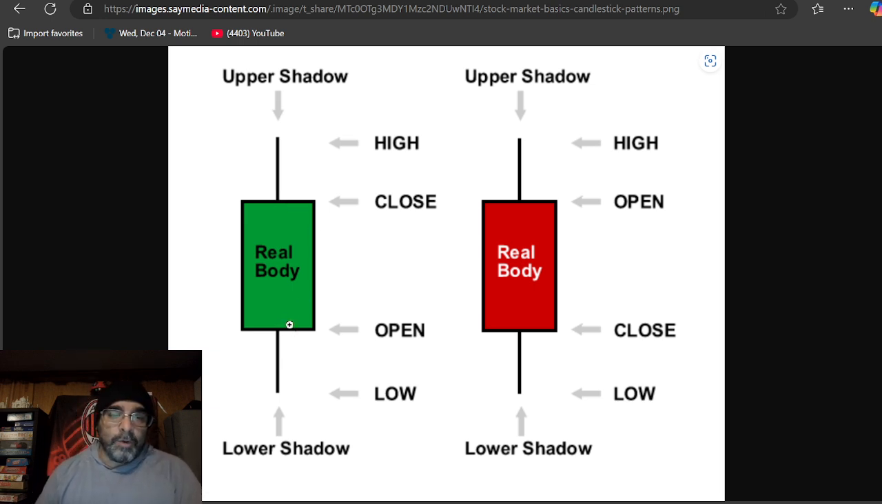Okay, so it opened at 10, it closed at 12, so it had a $2 difference. So that's a bullish candle. That's how this would look. When we look at a candle, you have the body here, and then you have these little lines here. These are called shadows or wicks.